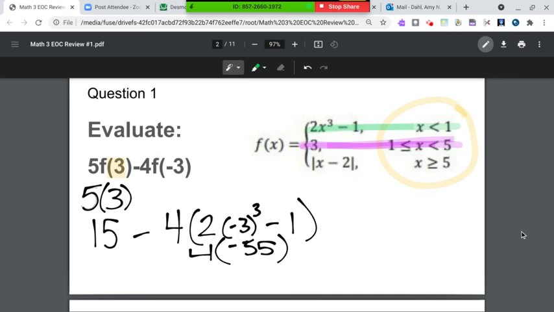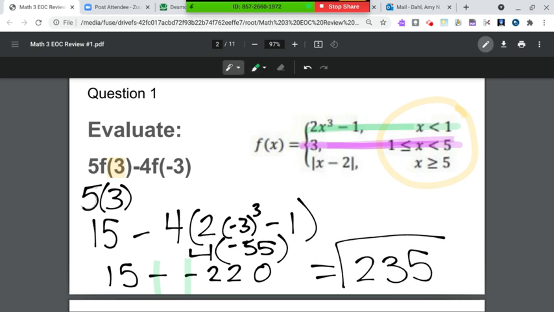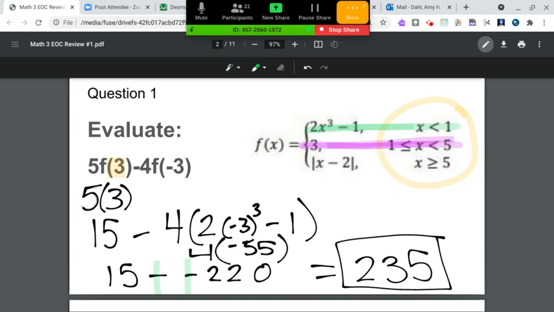Okay, so then we do 4 times negative 55, which gives us negative 220. And now we're at 15 minus negative 220, which would become 15, of course, plus 220, which is 235. Okay? Any questions on number 1?